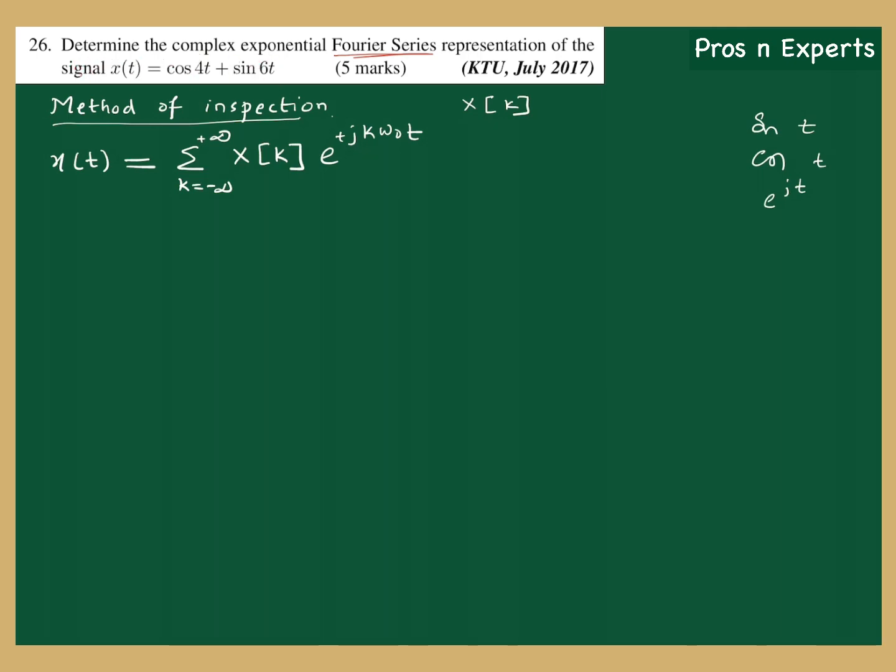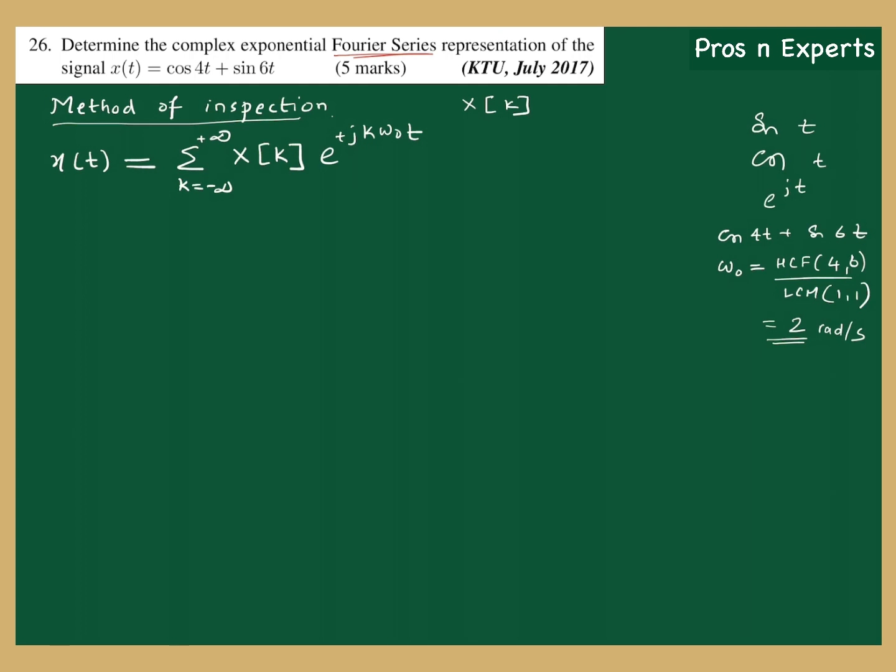So let me temporarily take our given signal x of t equal to cos 4t plus sin 6t. Okay, so how will you find out the omega 0? We can adopt a very simple method: HCF of 4, 6 divided by LCM of the denominators. There is no denominator here. So HCF of 4, 6 is 2. Definitely it is 2. So omega 0 will be equal to 2 radians per second.